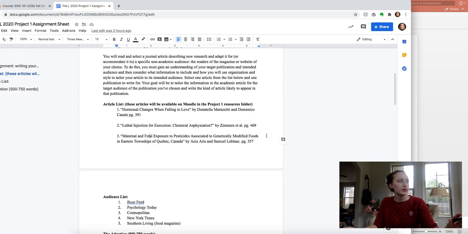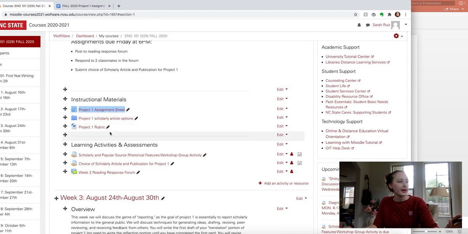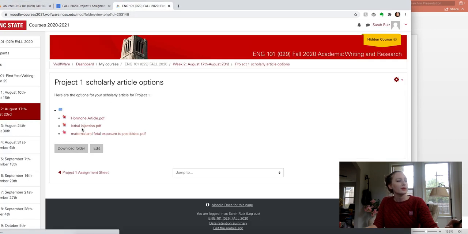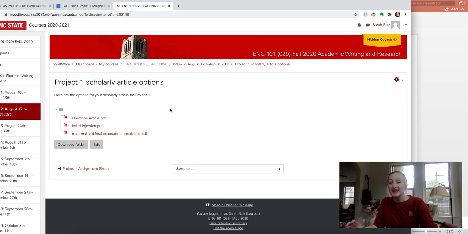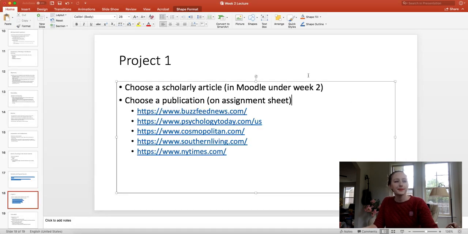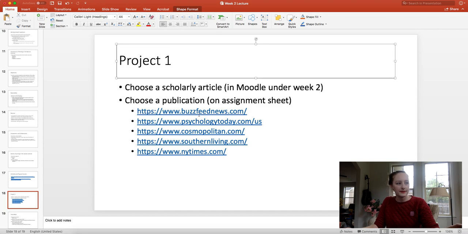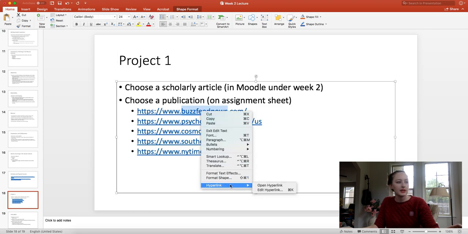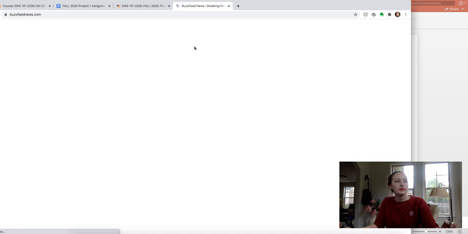So, you can find these articles on Moodle. Right here. Open that. It's a folder. There's your 3 articles. I suggest you at least skim all of them because you're going to have to have some sort of enthusiasm, or at least pretend you have enthusiasm, about whatever your topic is. So pick the one that is most important to you. Once you've chosen your scientific article, you are going to think, what publication do I want to write this for? So let's take a look at some of these.